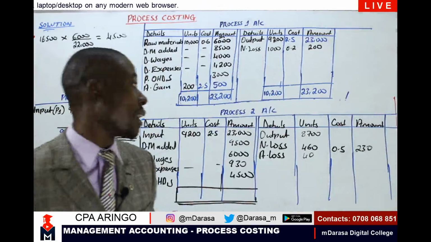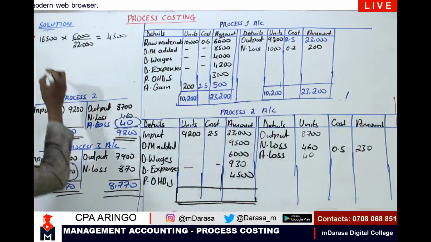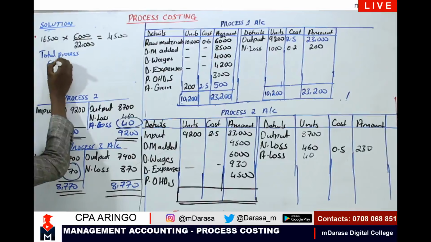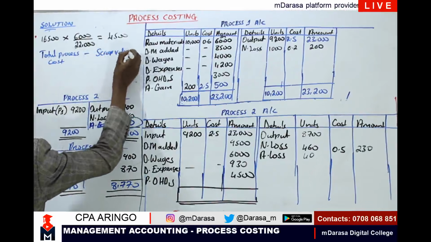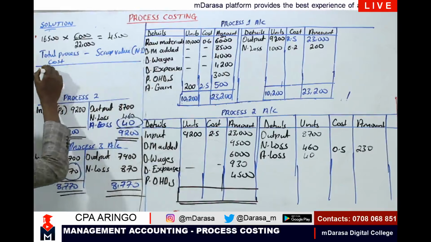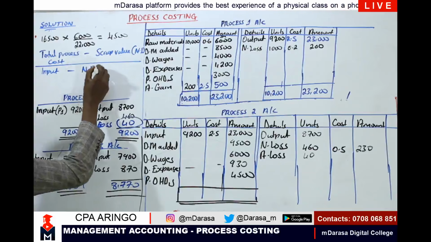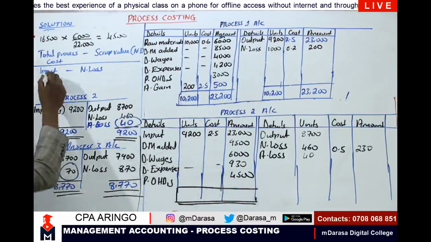The same concept will apply because at this point I'll be looking at total process cost. Total process cost, we minus our scrap value, this is of course for normal loss. We are going to divide by our input minus normal loss. So in that case, we are going to determine a figure of how much I should be able to get for total process cost.